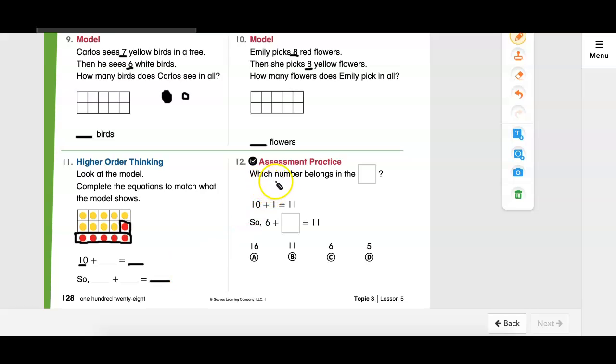And number 12 says, which number belongs in the blank? So we have 10 plus 1 equals 11. So 6 plus blank equals 11. So which of these numbers would go in the blank? Is 6 plus 16 11? Is 6 plus 11 equal to 11? Is 6 plus 6 equal to 11? Or is 6 plus 5 equal to 11? You are going to fill in that letter choice.